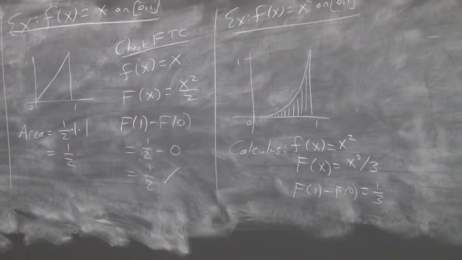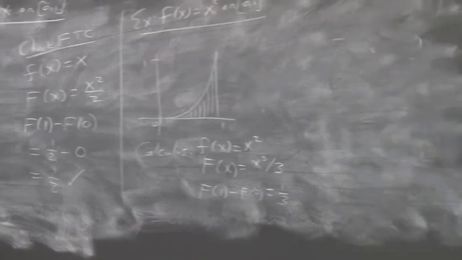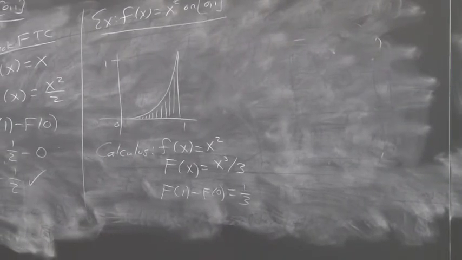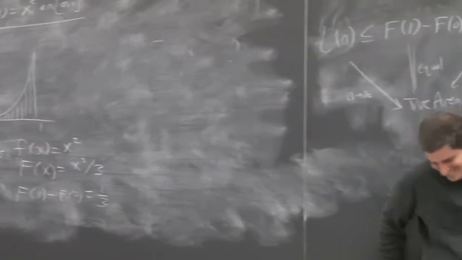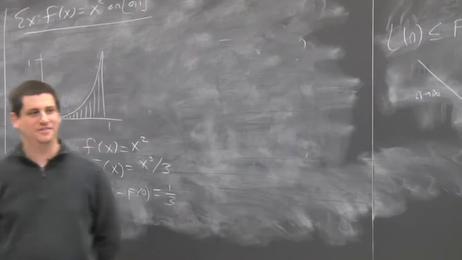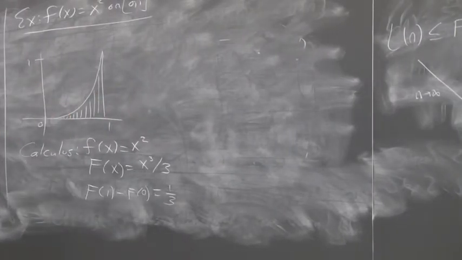So does anybody know a way to check and find the area of the parabola? What could we use? It's on the board. Yes? Sum of rectangles. And what do I use to calculate the areas of those rectangles? The Riemann sum, right?